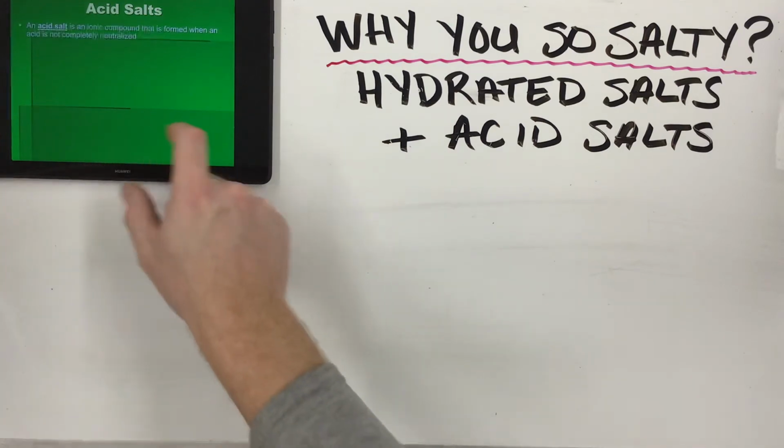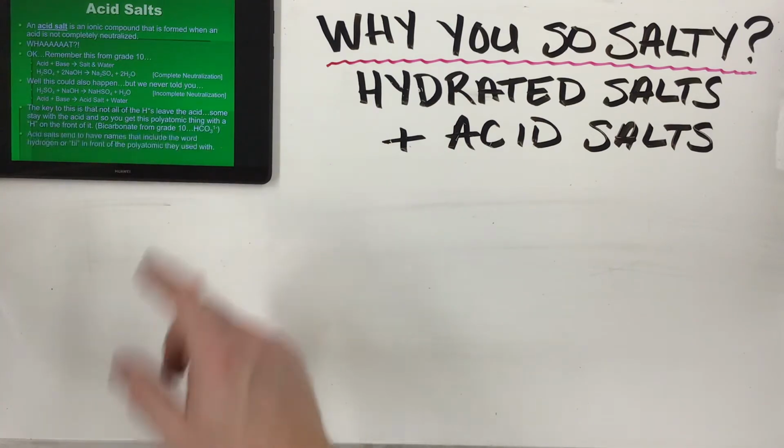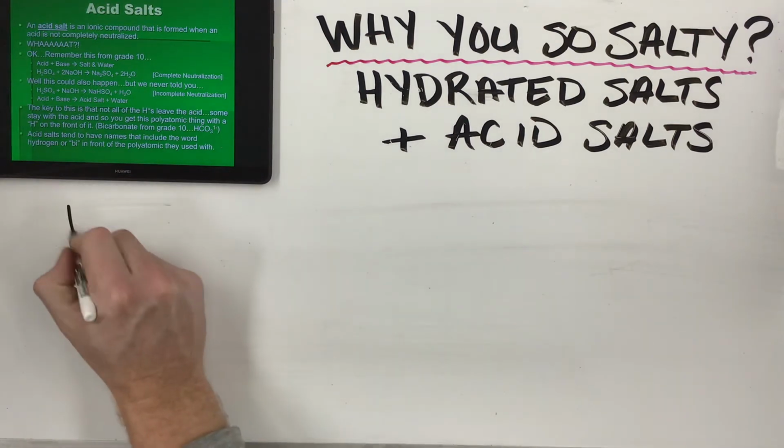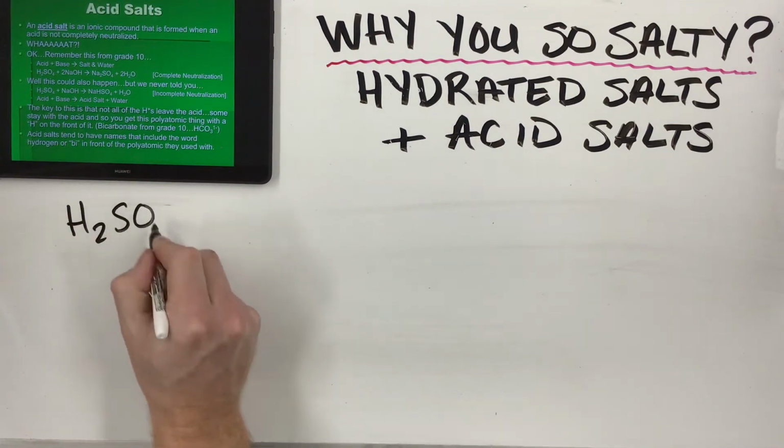Now the acid salts. I'll bring all this up and we'll talk about it. In class, I would expand that out, but here's basically what an acid salt is. I'm going to use sulfuric acid as my example. Sulfuric acid. Now this is not an acid salt.